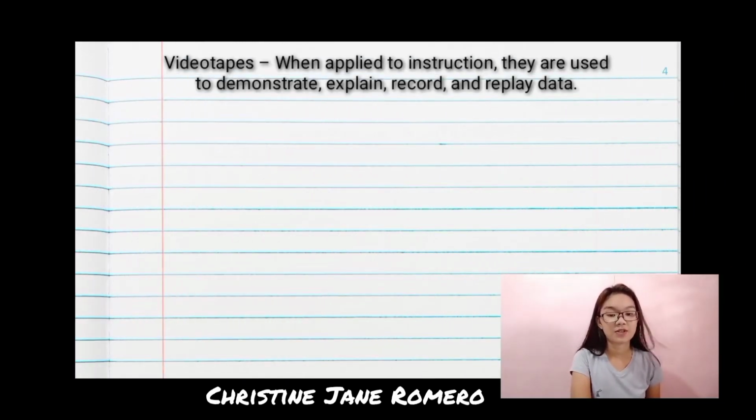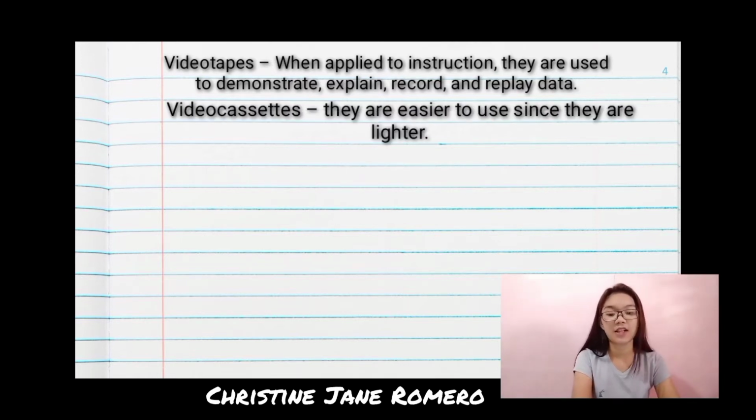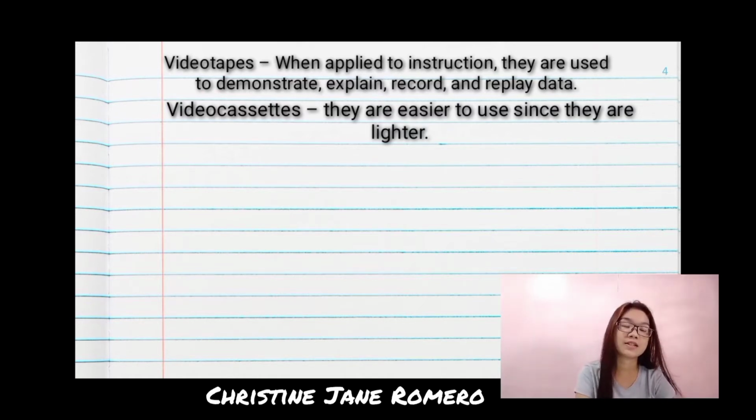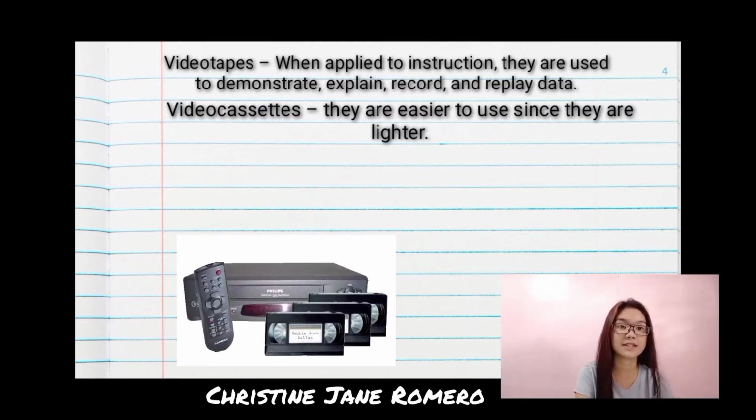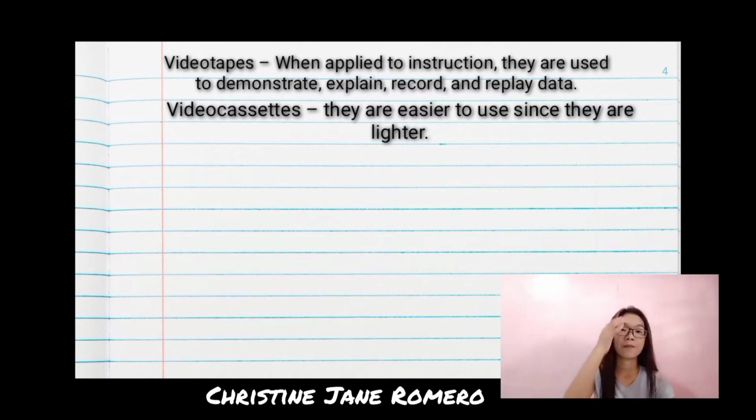Videotapes. When applied to instruction, they are used to demonstrate, explain, record, and replay data. Videotape is a recording of visual images and sound made on magnetic tape. Video cassettes are easier to use since they are lighter. A video cassette is an electromechanical device that can record, store, and play back videos or television programs.